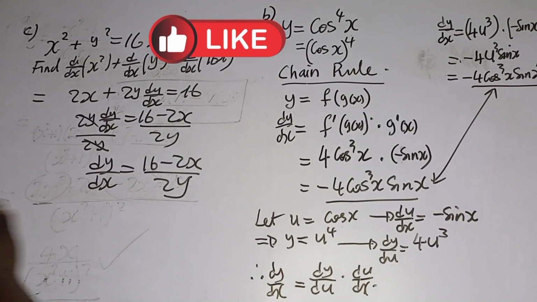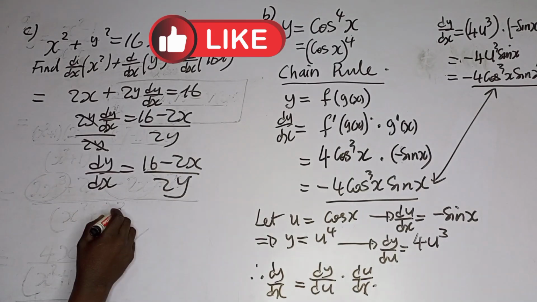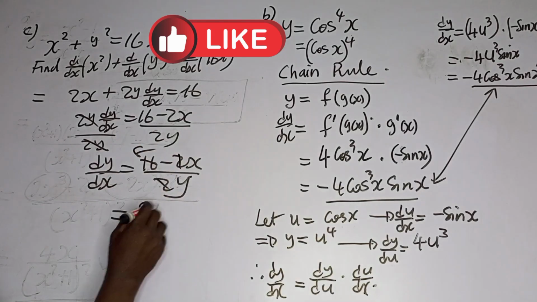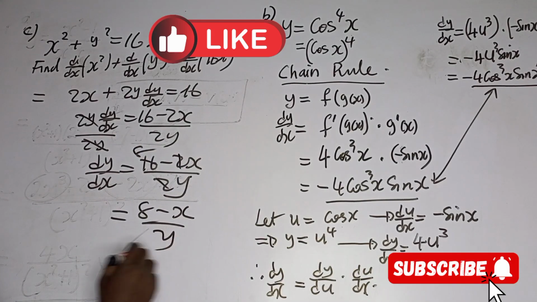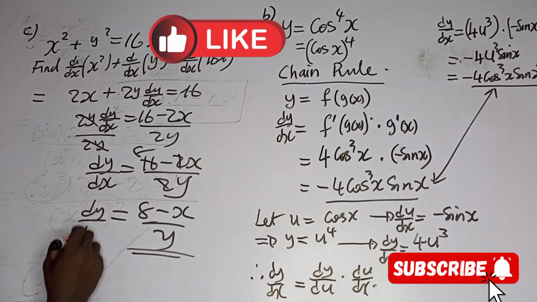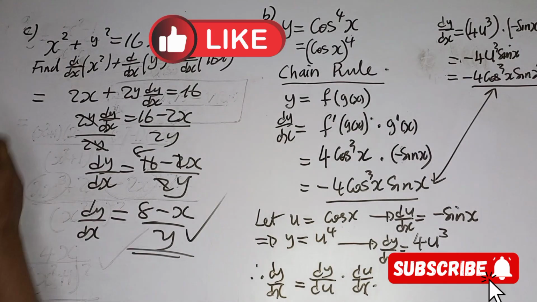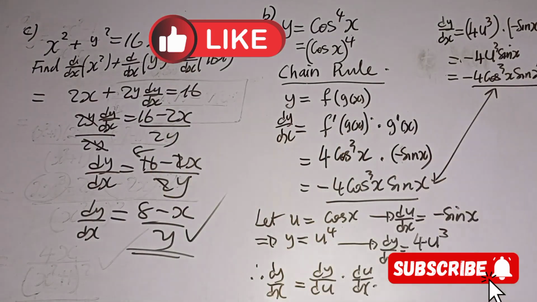Now 2 is common, so we simplify things out. We divide all through by 2. So we have 8 minus x all over y. So our dy/dx will be 8 minus x all over y. This is the differential of that implicit expression.